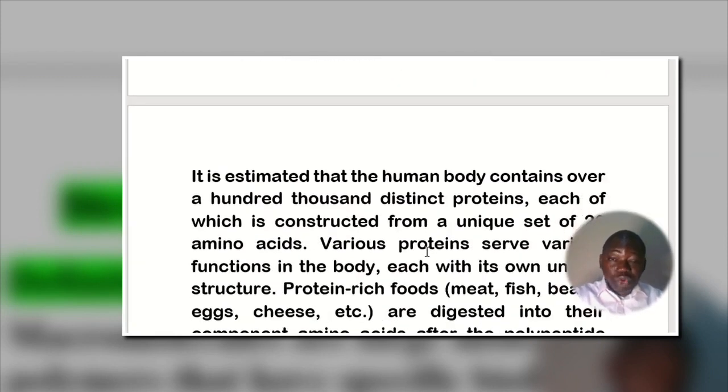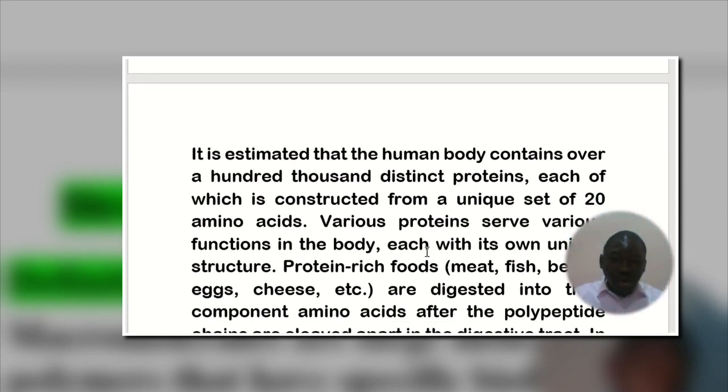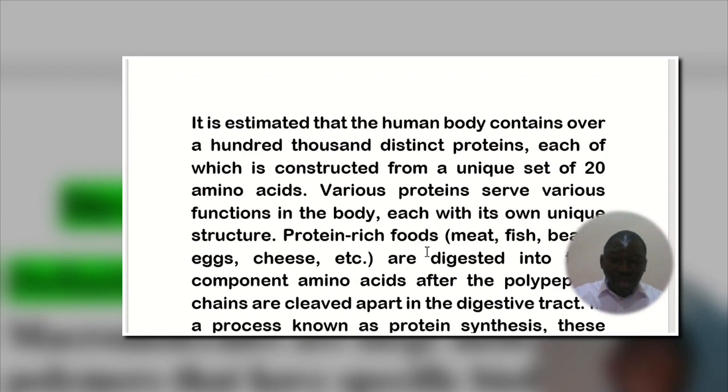It is estimated that the human body contains over 100,000 distinct proteins, each of which is constructed from a unique set of 20 amino acids. Various proteins serve various functions in the body, each with its own unique structure.